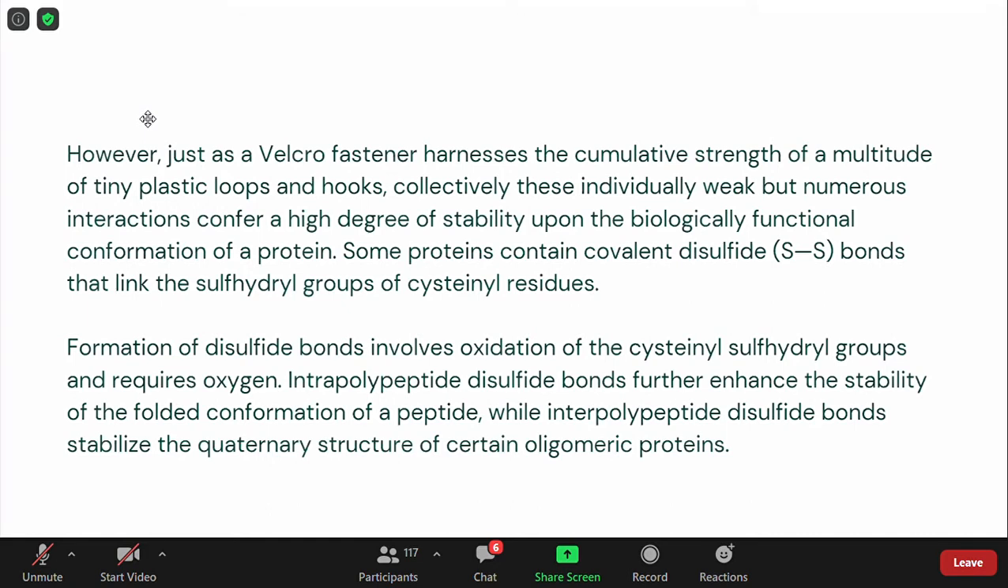So they are weak bonds. So they are analogous to the Velcro fastener. You notice your Velcro fastener, you have hooks there. No? If there is only one hook, it's very, very weak. But there are so many of them, it becomes very strong. Your Velcro fastener.